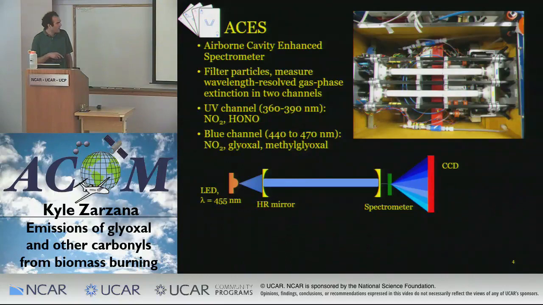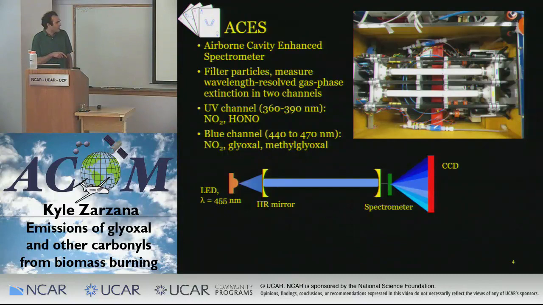So a little instrument schematic down here. We've got an LED centered at 455 nanometers. It gets coupled into this high finesse cavity. The light makes a bunch of passes due to these highly reflective mirrors, and we end up with an effective path length between 10 and 20 kilometers. So it's a very sensitive measurement.